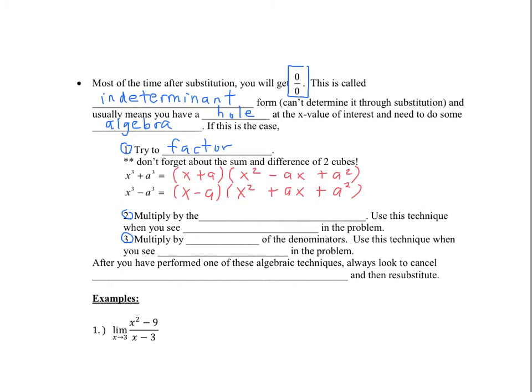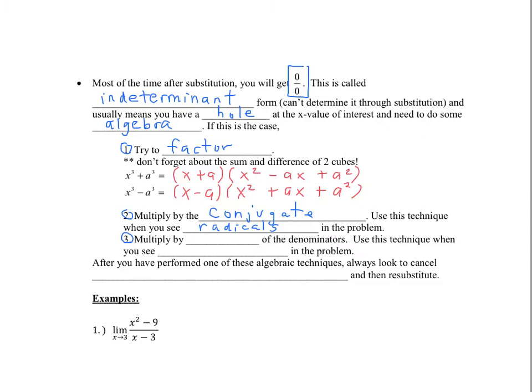Now, if we can't factor a problem, what you want to look for is, can I multiply by a conjugate? This is our second technique. Multiply by a conjugate. You're going to use this technique when you see radicals in a problem. When you see radicals, or square roots, usually you're multiplying by the conjugate. And we'll see an example in a little bit.